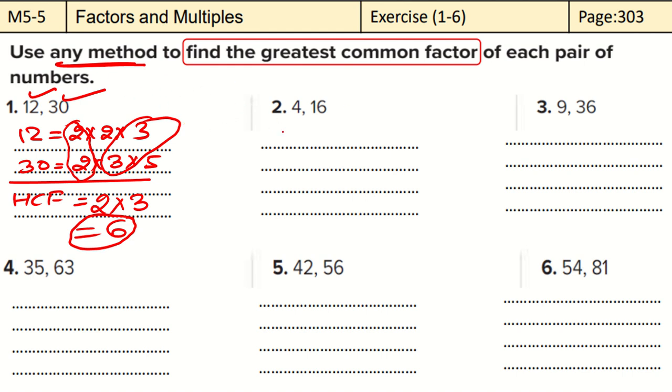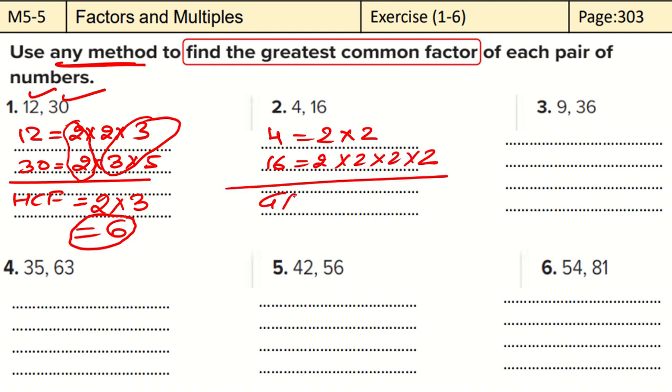Okay. Now for 4 and 16, you see 4 is equal to 2 multiply 2, and 16 means 2 multiply 2 multiply 2 multiply 2. Now what will be the GCF? The GCF will be, 2 is common here, so 2. Another 2 is also common, so 2. And 2 multiply 2 is 4.